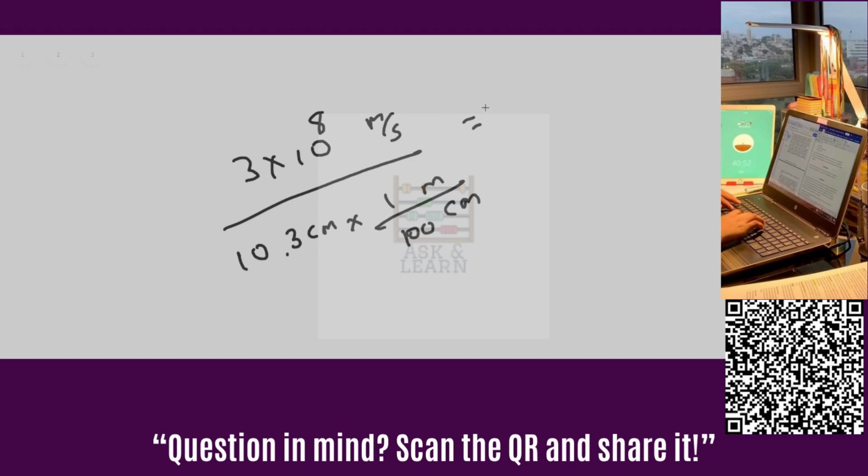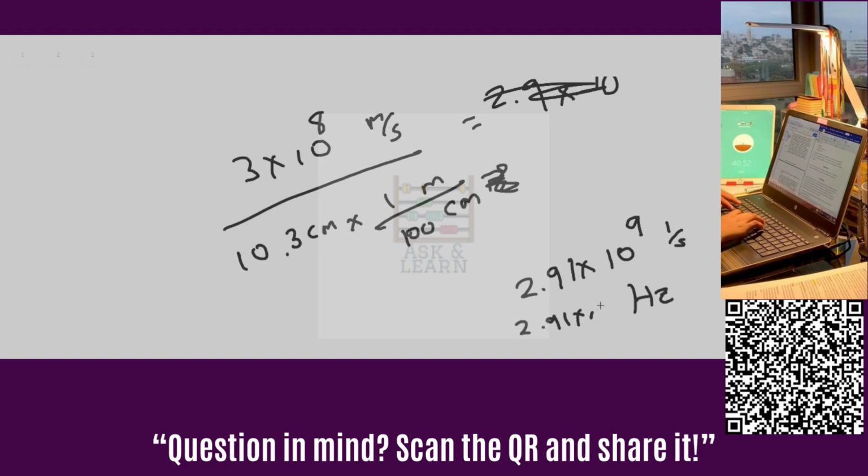So I'm going to type it in my calculator. Okay, so if I do that, I'm going to get 2.91 times 10 to the 9. I'm going to write it down here as an answer. The unit again is 1/seconds, or you can say Hertz. So you can say 2.91 times 10 to the 9 Hertz. That would be the answer.